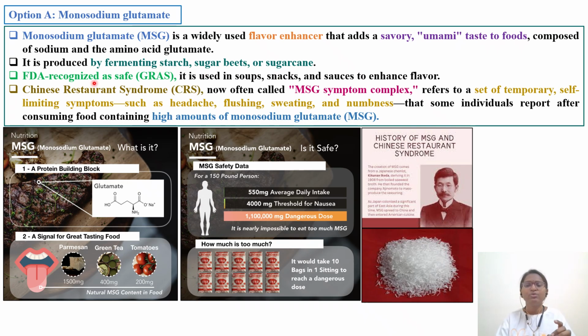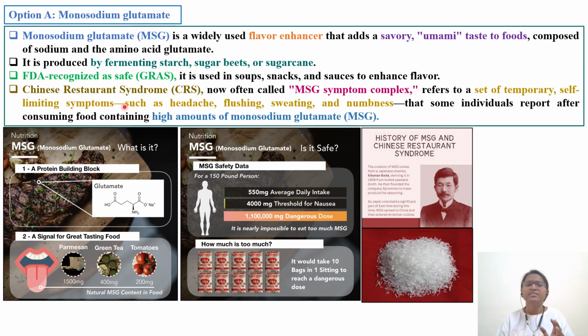And if you look into the FDA, there is a wrong misconception that MSG has some adverse effects. But if you look into the actual facts, the FDA has given monosodium glutamate GRAS status, meaning it is generally regarded as safe, and it can be used in soups, snacks, and sauces to enhance the flavor.